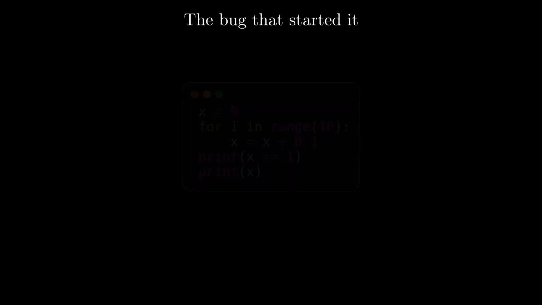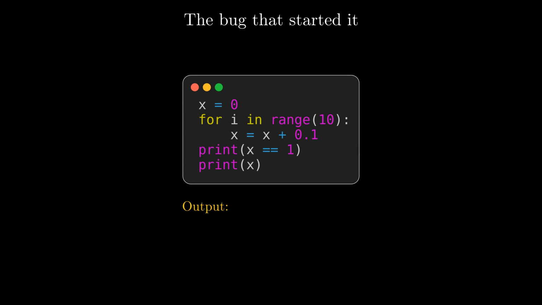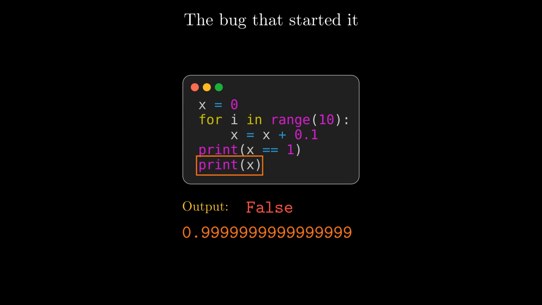Here's the code that started it. We set x to 0, then run a loop 10 times, each pass adding 1/10 to x. After the loop, we print whether x is equal to 1. The output is false, so we print the actual value of x, and instead of 1, we see 0.999999999999999, 16 nines, just short of 1. To Python, that value is not equal to 1, so the comparison returns false.